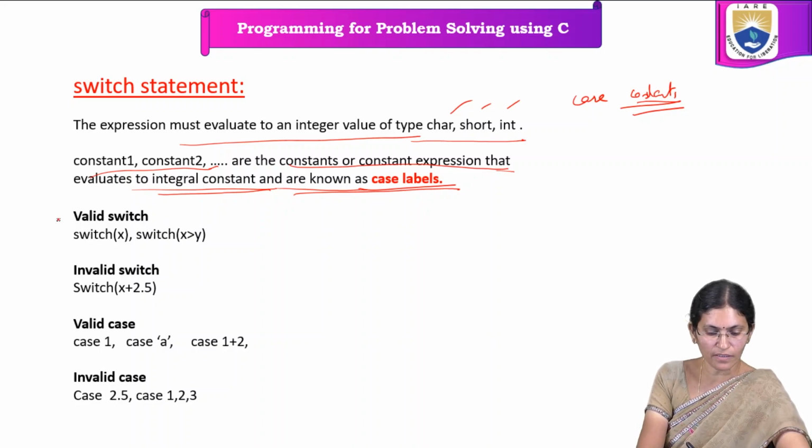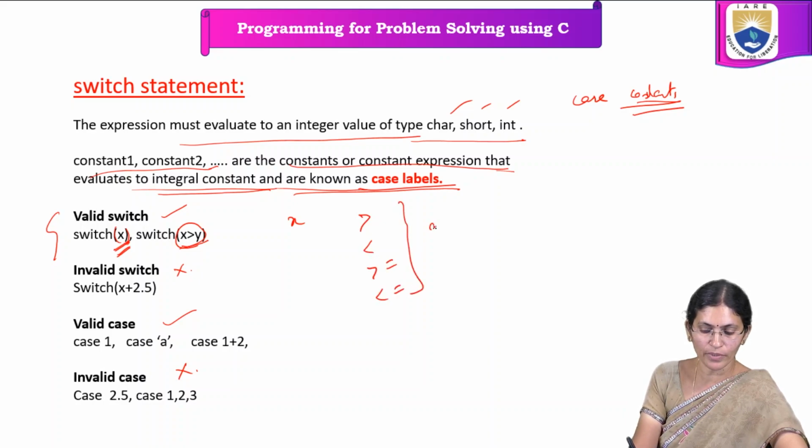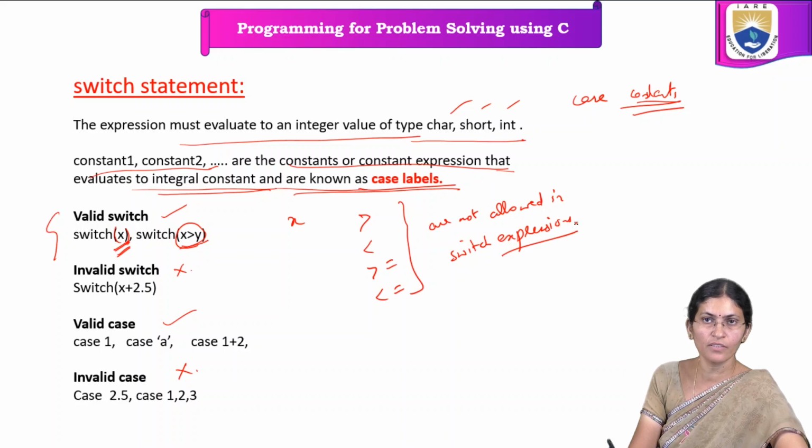Some of the valid switches are these. This is a valid switch, this is an invalid switch. These are some examples of valid cases, these are some invalid cases. In the valid switches, in the expression we can write some variable, and its value should be an integer or character. In the expression we cannot use relational operators: greater than, less than, greater than or equal to, less than or equal to. All these are not allowed in switch expressions.